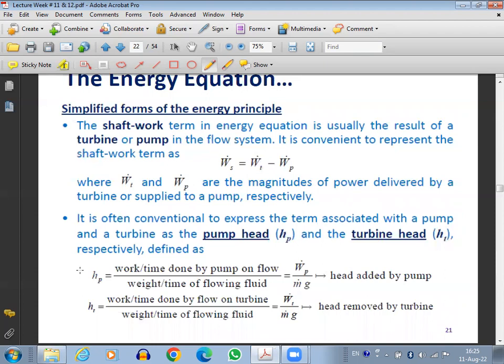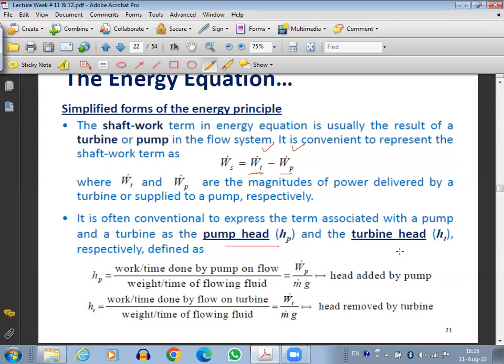Similarly, now here we have it in the form of power. If we divide the power by the weight per unit time of the flowing fluid, we're still going to get the value in the form of head. So we can also write the equation in the form of head. When we talk about the shaft work, it is basically the turbine work minus the pump work. But for this case, we can have the turbine head and the pump head.